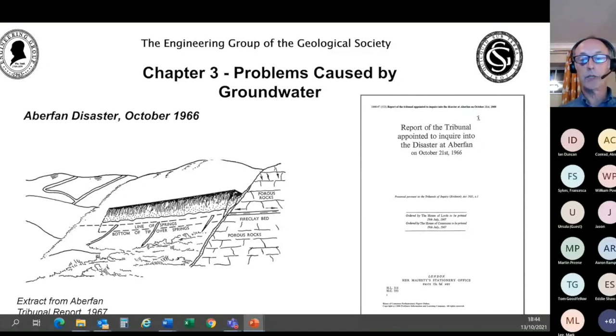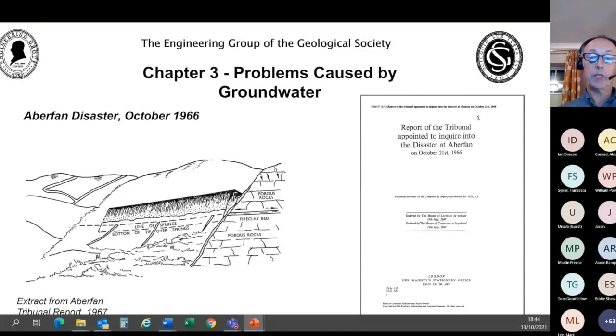The slip destroyed 18 houses, a junior school, and part of the neighbouring secondary school. In total, 144 lives were lost, 116 of them children. For those not familiar with these events, I urge you to read the tribunal report from 1967. It concluded that water had contributed to the disaster in four separate ways, all of them connected with groundwater.